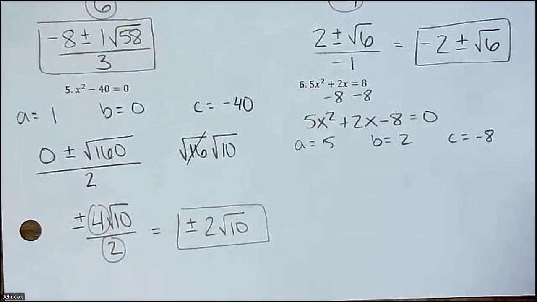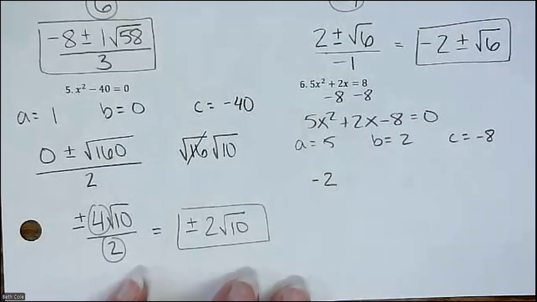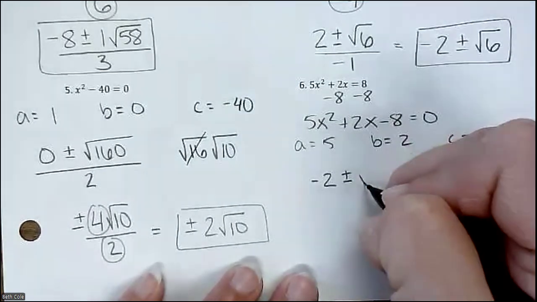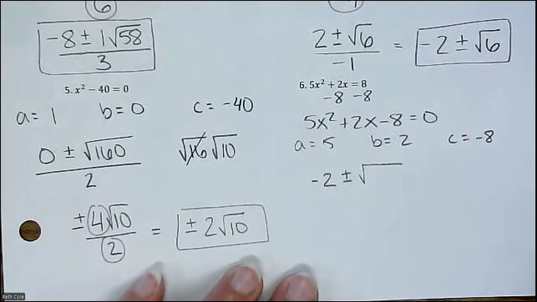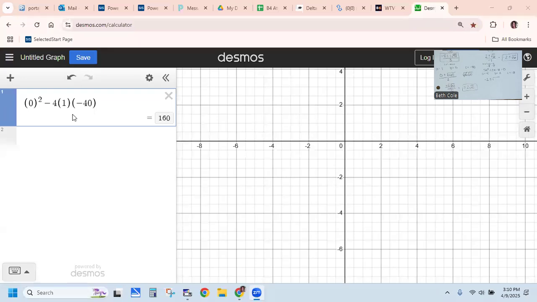The first thing is negative B. So for us, that would be negative 2. Plus minus. Are you already done? Okay, just make sure your answer matches. All right. And now I'm going to go to my calculator. And I already have the format written out here. I'm just going to kind of change it. What was our B number? 2? 2 squared minus 4AC. What was A? 5. And then negative 8. Cool. 164.